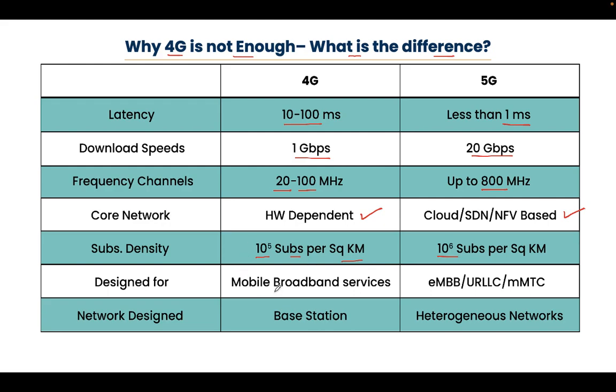The 4G networks were primarily designed for mobile broadband services, but in 5G we have multiple service verticals which are called eMBB, Enhanced Mobile Broadband, URLLC, Ultra Reliable Low Latency Communication, and mMTC, Massive Machine Type Communication.